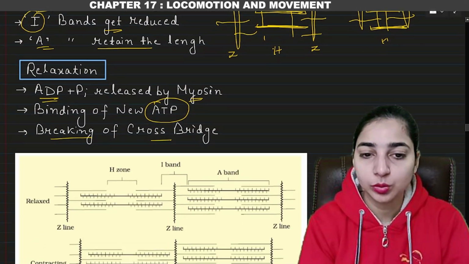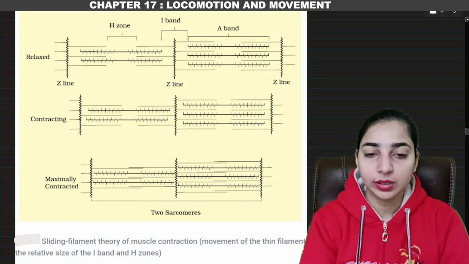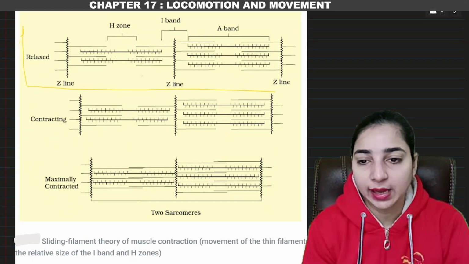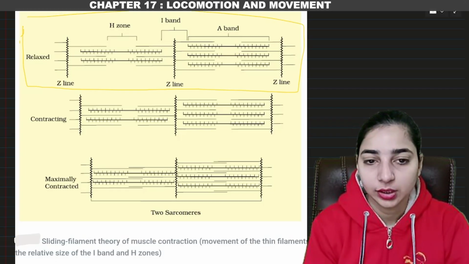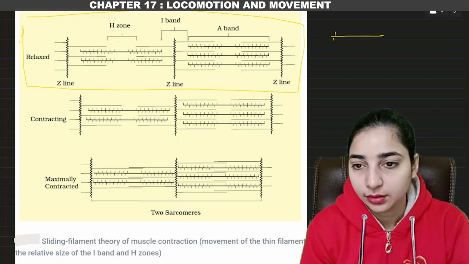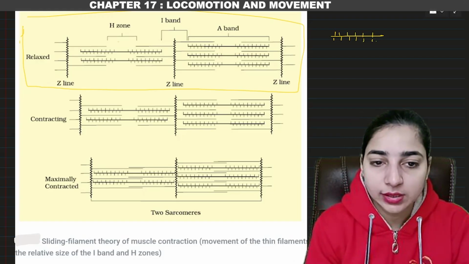So I hope you have understood what actually happens during the contraction and the relaxation. Now here you can see the figure. The uppermost figure shows you the relaxed state. The parts you can see like this are showing the myosin part. So this is the myosin.